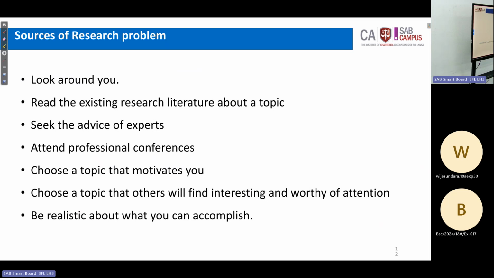What is the reason behind that? SMEs, in the sense, are small business organizations. If they implement AI, it's hugely costly, the AI in tax implementation. Therefore, you need to be realistic when you identify the research problem.